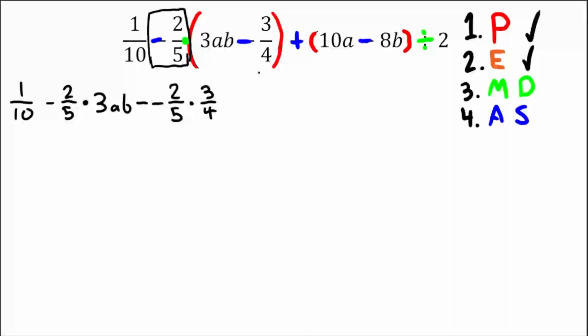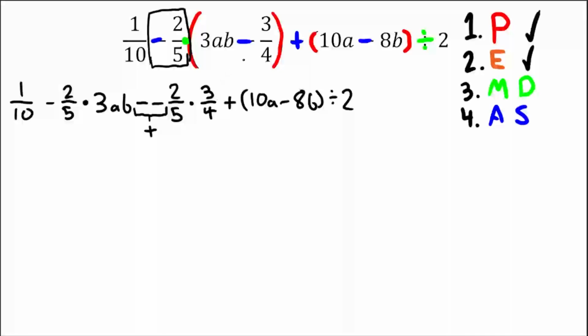So it's going to look something like this. I'm just going to rewrite the expression right there. So plus 10a minus 8b, parentheses, division 2. So let's move on. We can see that there's two minuses next to each other like this. When there's two minuses next to each other, it makes a plus, right? So watch out for this.